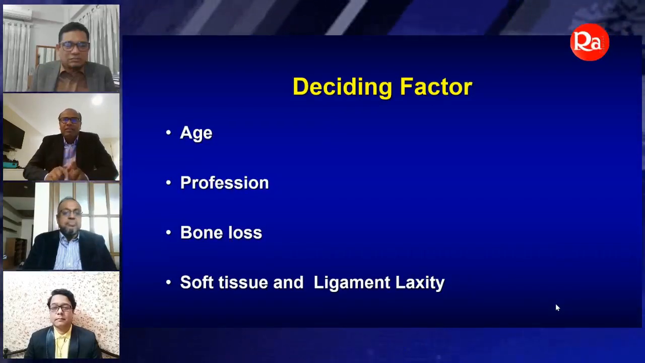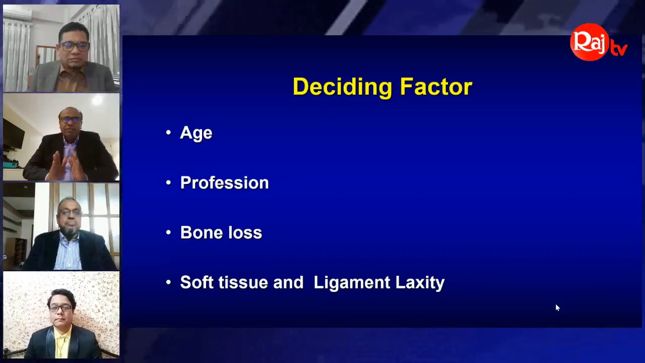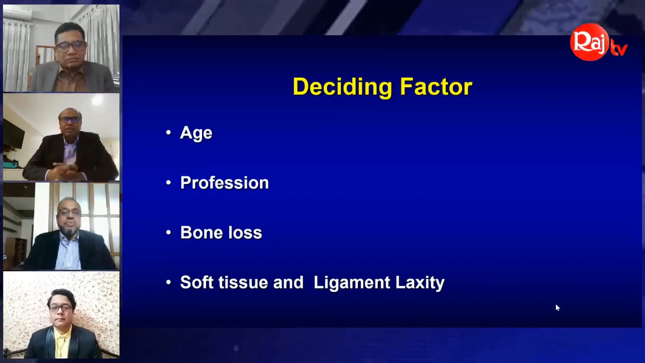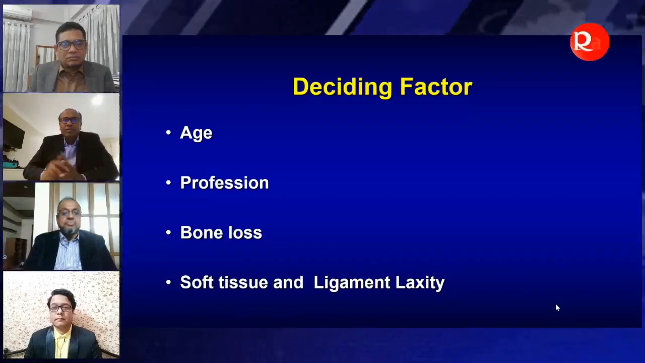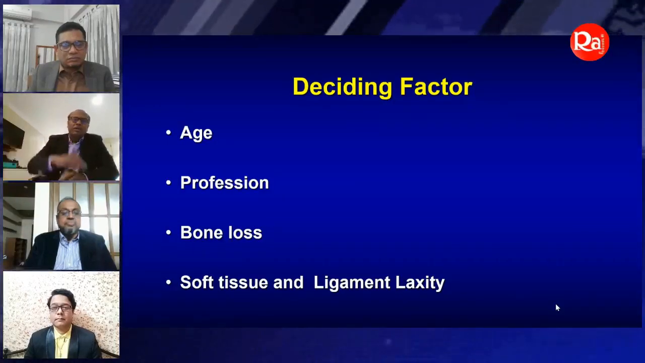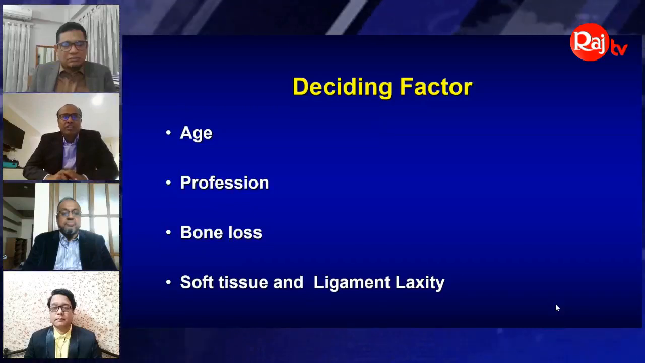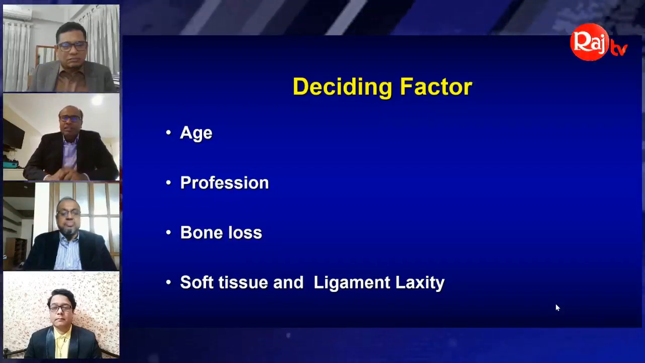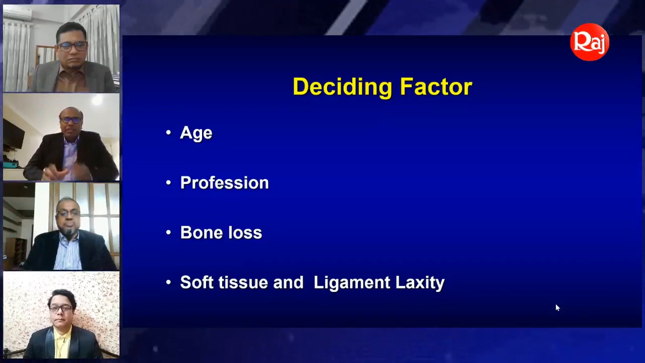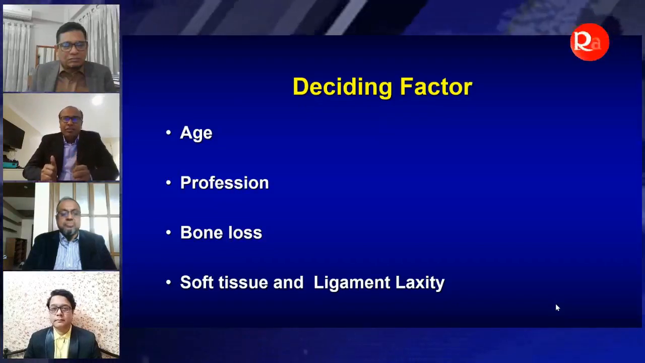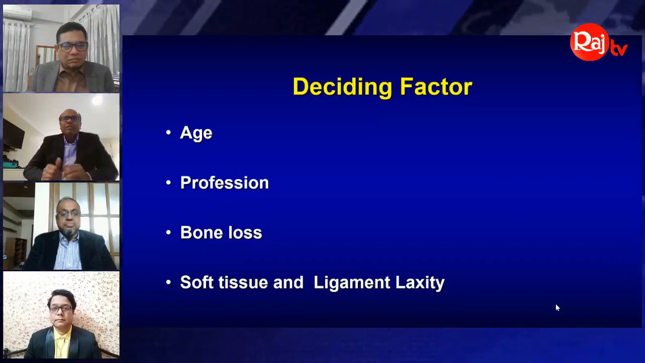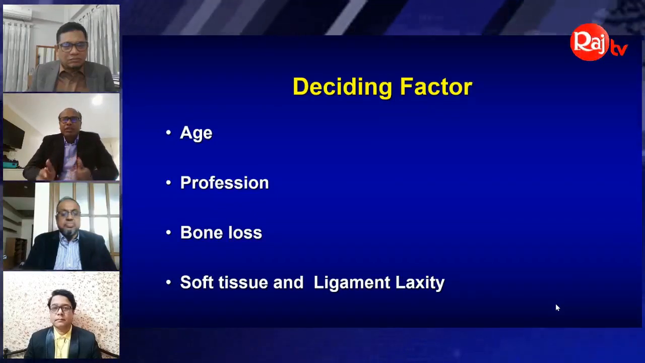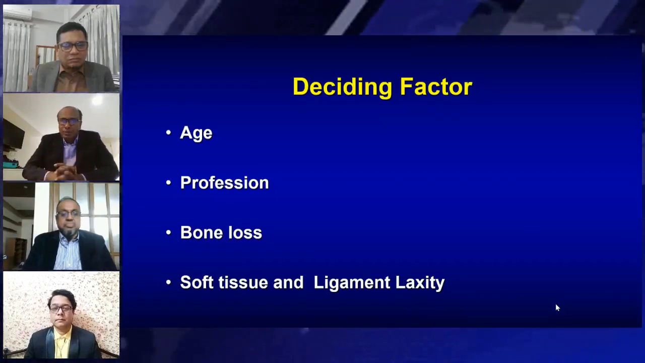In an elderly patient above 50, above 60, if the patient comes with a history of recurrent dislocation, always exclude cuff pathology, because sometimes cuff pathology also presents as shoulder instability. Profession, yes. In a young athletic patient or demanding shoulder, you should be very aggressive in treating. Sometimes in a sedentary or degenerative shoulder, you can plan conservative treatment also.